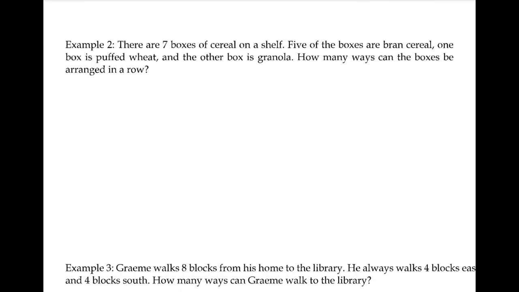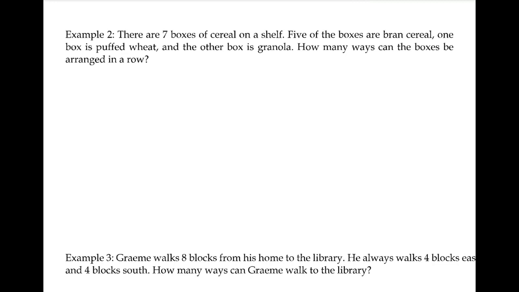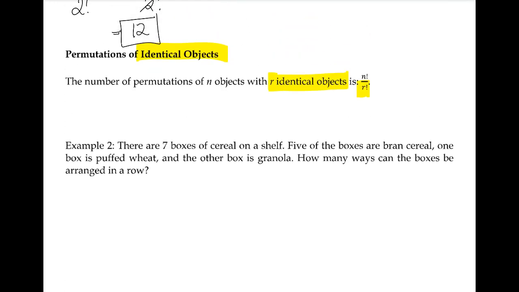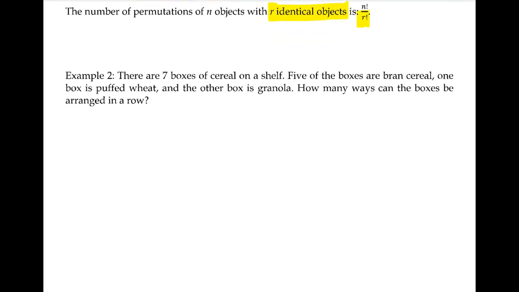So example 2 here, we see there are 7 boxes of cereal on the shelf. 5 boxes are bran, and 1 is puffed wheat, and the other is granola. So in total, we've got 7 boxes of cereal. So that's still my initial starting point. So n equals 7. But 5 of them are bran. 1 is puff wheat, and the other is a box of granola. Okay, so the puff wheat and the granola are individuals, so they don't count as repeaters.